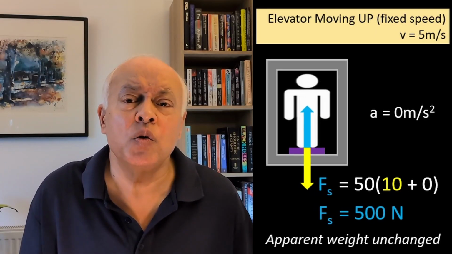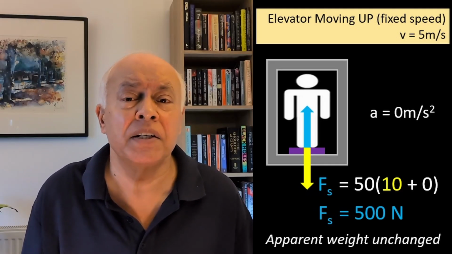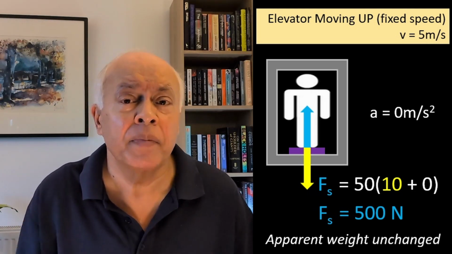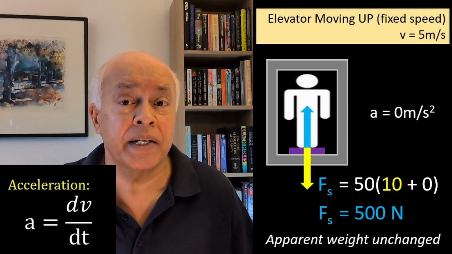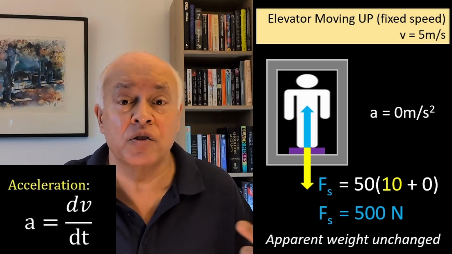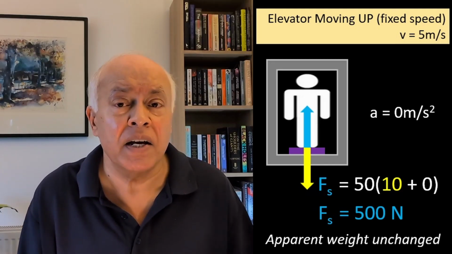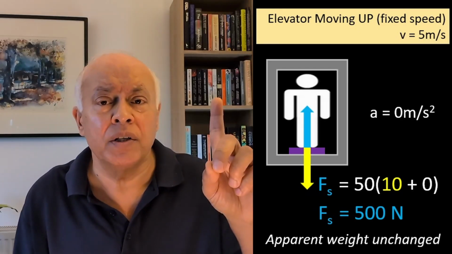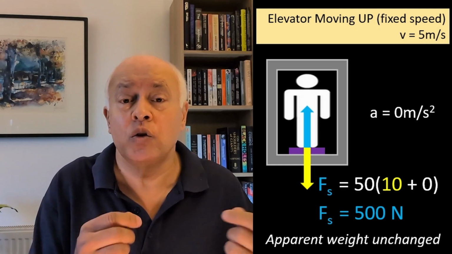Now, next, let's assume what happens if the elevator moves upwards at a constant speed of 5 meters per second. If the constant velocity is 5 meters a second up, then that means the acceleration is still 0 since the velocity is constant. We recall that acceleration is the rate of change of velocity with time, and constant velocity does not change, so acceleration a equals 0. Hence, the apparent weight, Fs, is still 500 newtons. So if the elevator is in uniform motion upwards, we don't actually feel any heavier. Your apparent weight stays the same as when you were at rest.